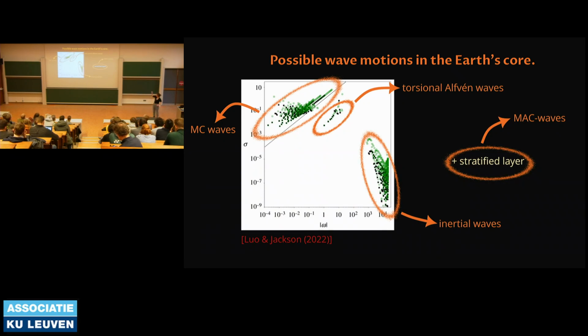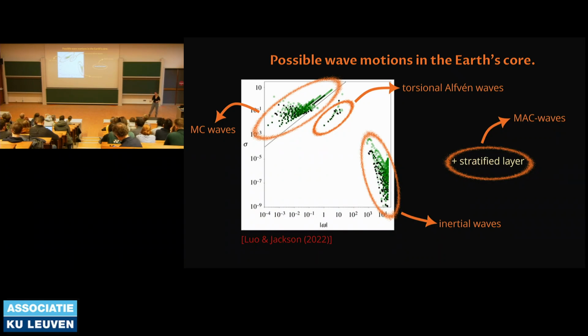And then you have in the middle what's usually called torsional Alfvén waves, which are columnar modes, and they have equal magnetic to kinetic energy. And on the right side here, you have MC waves, or magneto-Coriolis waves, which have dominant magnetic energy.